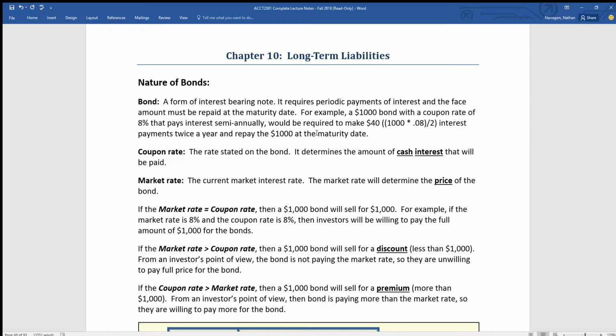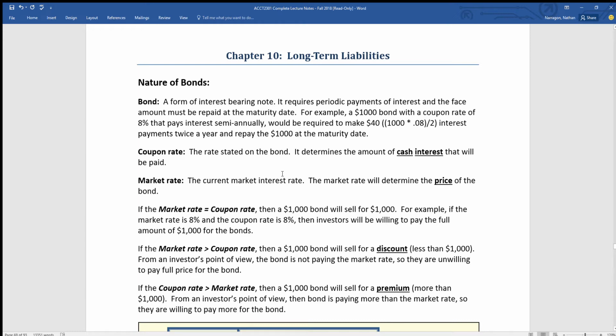So we do have two rates. One, again, is the coupon rate, like in our example. And this rate is always stated on the bond. It does determine the amount of cash interest that will be paid. But we'll also have the market rate. Now, the market rate basically is what the market figures that should be, and it's going to be sold at a discount or premium. They will actually determine the price of the bond, how much somebody's willing to pay for this bond.